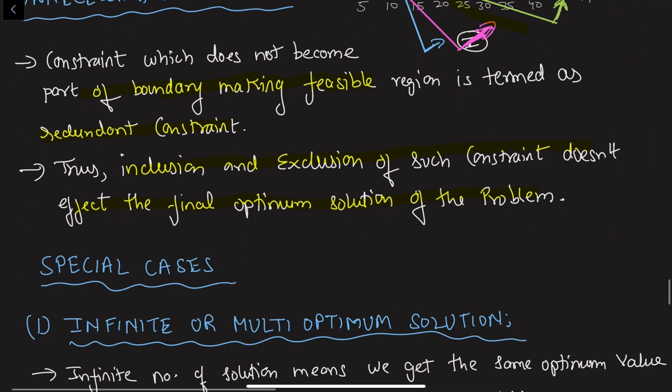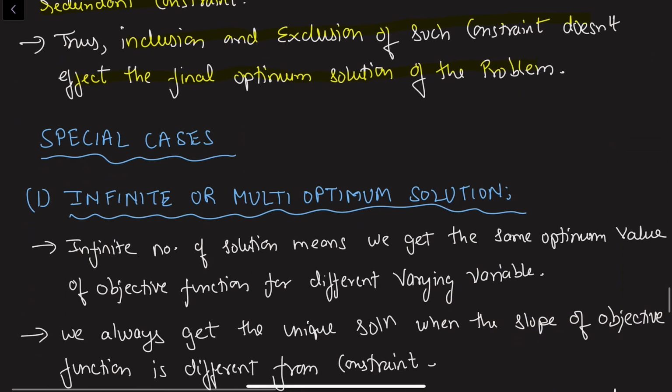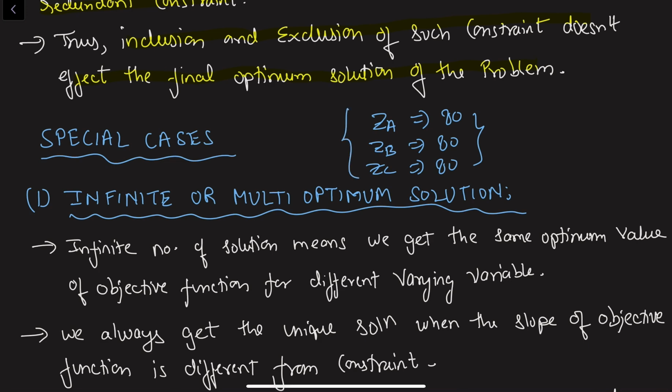Okay, great. Now let's go through some of the special cases of linear programming. My first case is infinite or multi-optimum solution. Imagine that you are calculating the z value at A, z value at B, and z value at C, and all are coming the same, right? Let's suppose 80, 80, 80. Then you will see that you have infinite multi-optimum solutions.